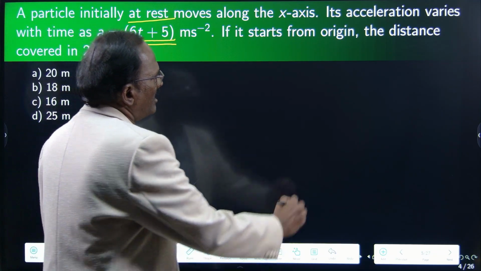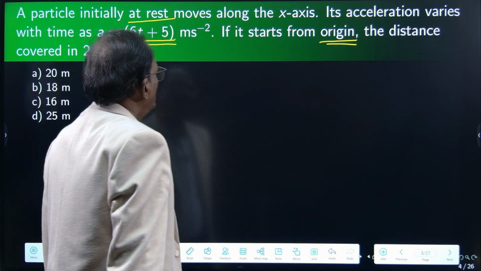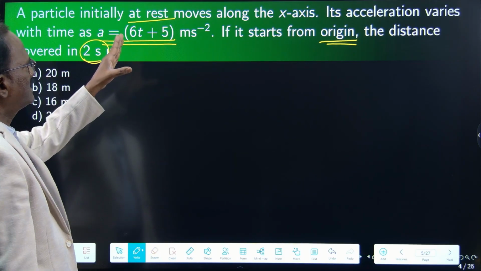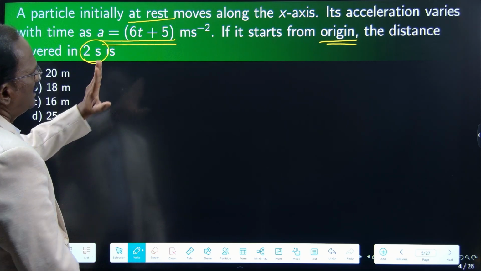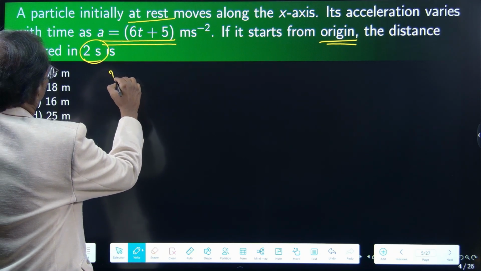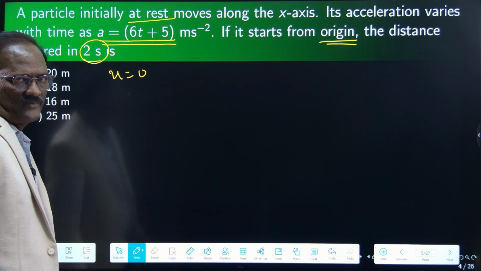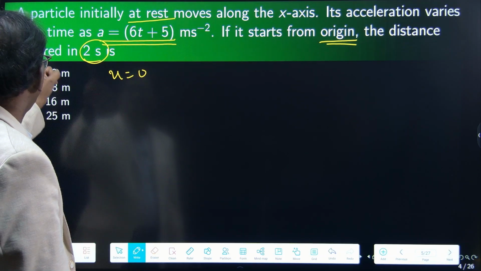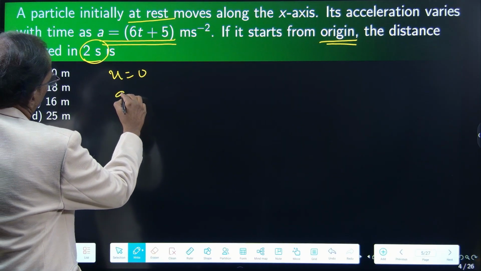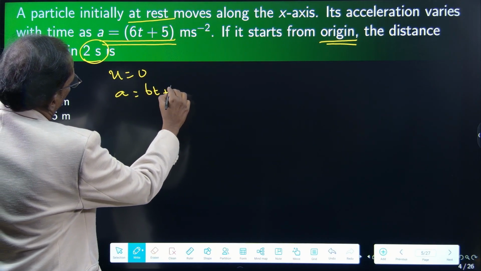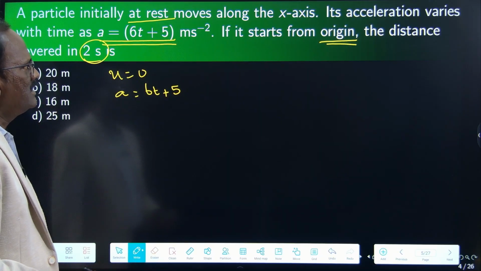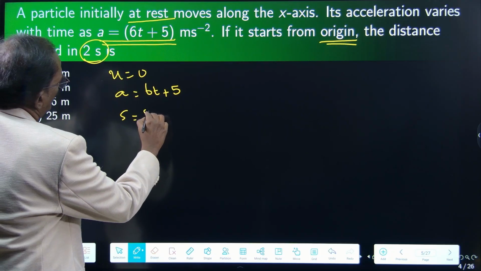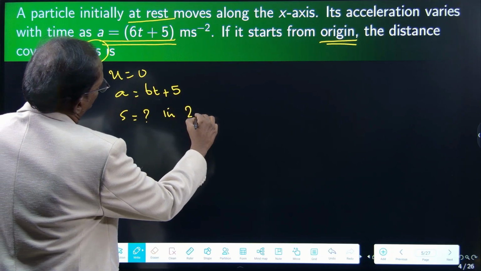If it starts from origin, the distance covered in 2 seconds is? See, the particle is initially at rest along the x-axis. Initially at rest means u is equal to 0. Its acceleration varies with time as a is equal to 6t plus 5 meter per second square. If it starts from origin, the distance covered s is equal to what in 2 seconds?